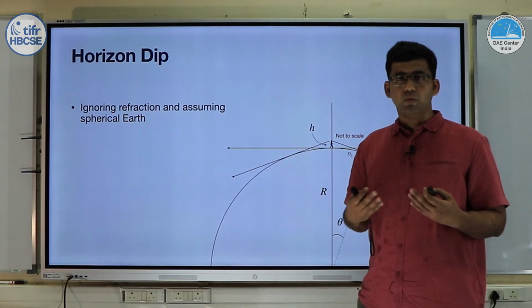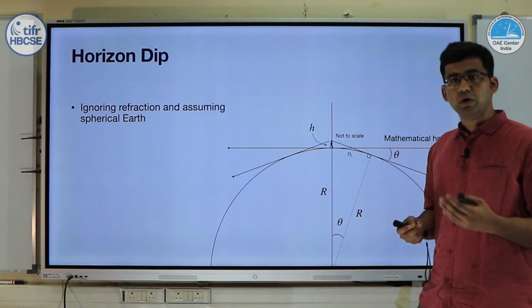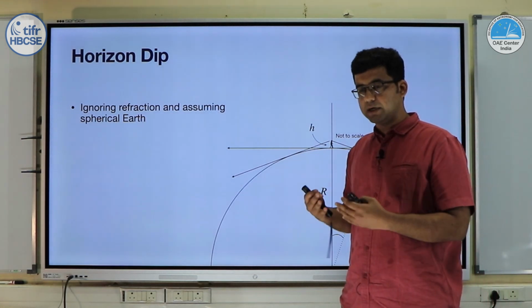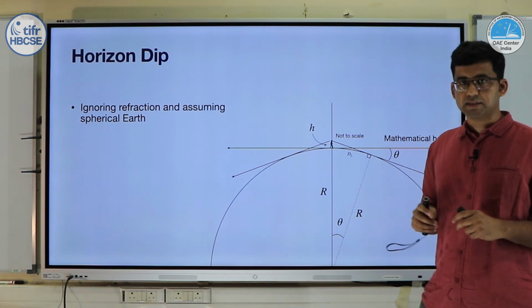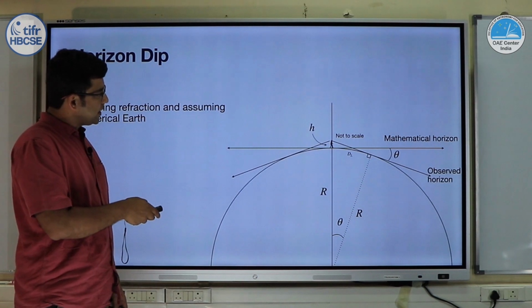Now, let us calculate what the horizon dip is with respect to the height. We are going to ignore refraction and we are going to assume that the earth is spherical. In the next slide, we will talk a little bit about how to include the effects of refraction, but the full analysis is extremely complicated. Our geometry is set up like this.